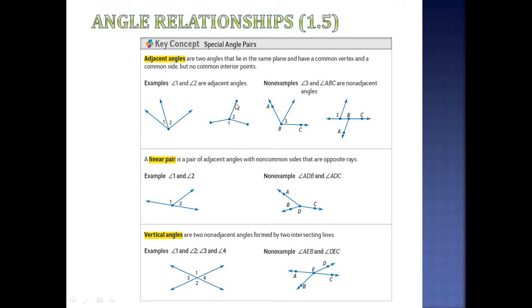Likewise, over in this diagram, angles 1 and 2 are adjacent because they have a common endpoint, or a common vertex, and a common side.